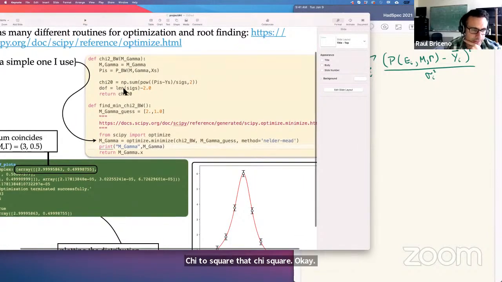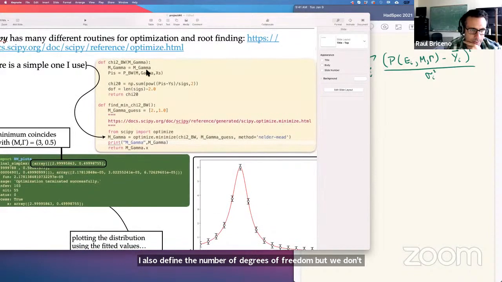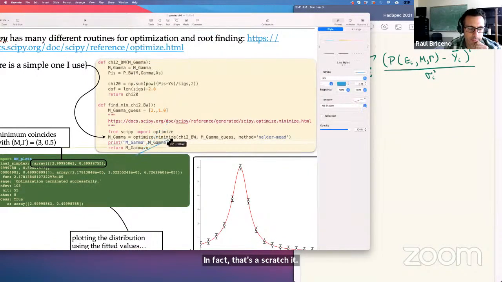I also defined the number of degrees of freedom, but we don't use it here actually. So this is not doing anything. You could just scratch that. In fact, let's just scratch it. It's not doing anything in that code. Okay. So this code just returns a number.